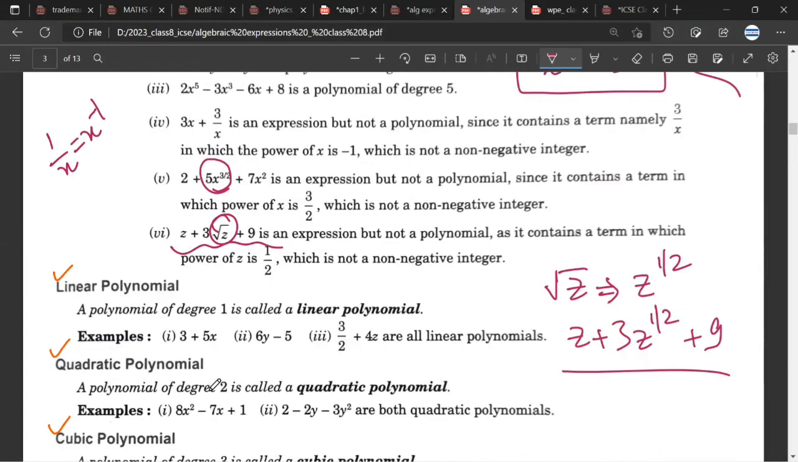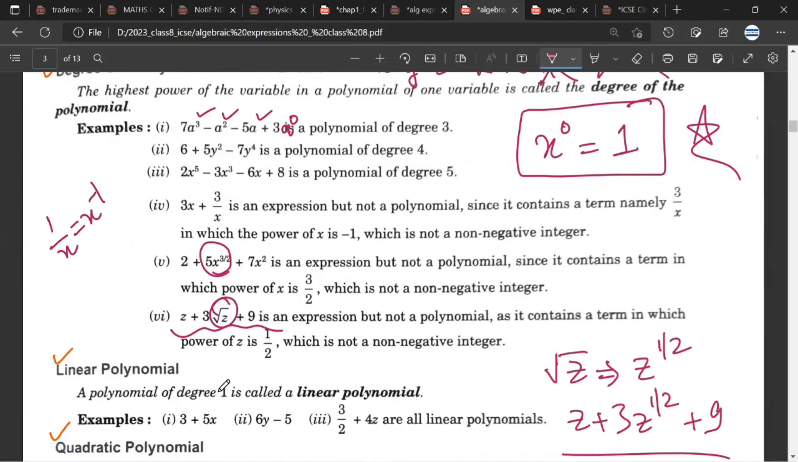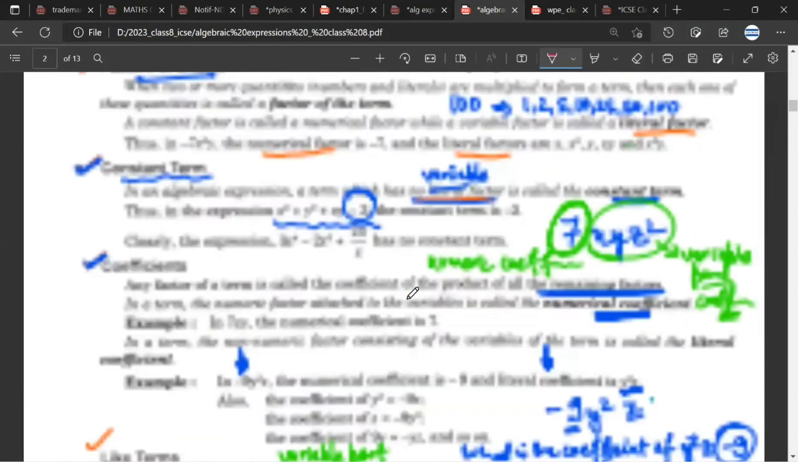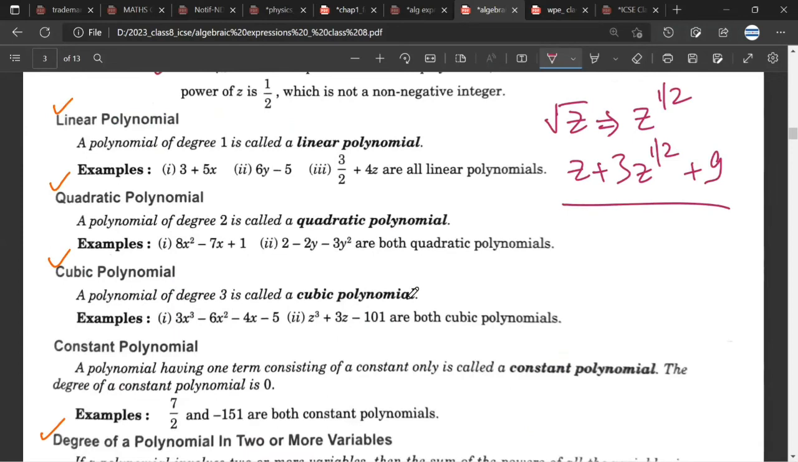So for example, basically what we need to understand is what the author is trying to tell you: all these examples that he has taken, 1, 2, 3, 4, 5, 6, are all algebraic expressions. But few of these are polynomials. Have you understood the difference? So, for example, in algebraic expressions, we did monomial, binomial, trinomial. Similarly, when you come to polynomials, you'll have a linear polynomial, a quadratic polynomial, a cubic polynomial.